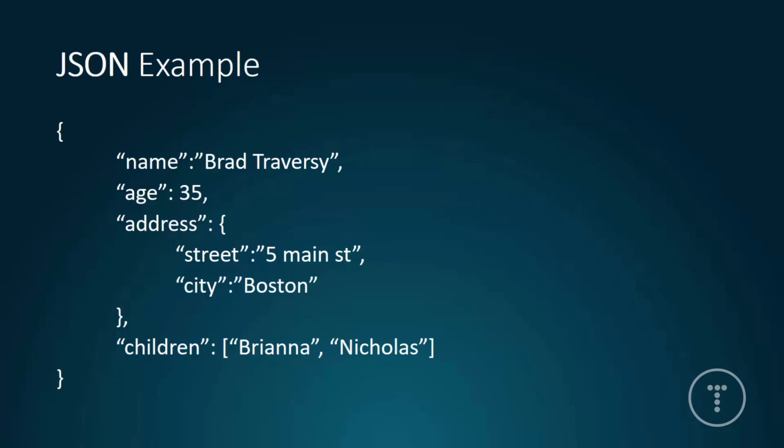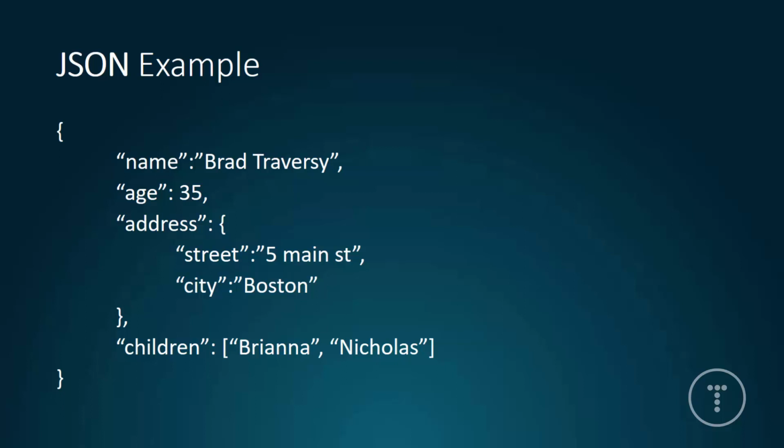Alright, so let's take a look at a really simple example. This is a single JSON object for a person. It's wrapped in curly braces and uses key value pairs. The first pair, which is the name, uses a string as the value, a string of Brad Traversy.